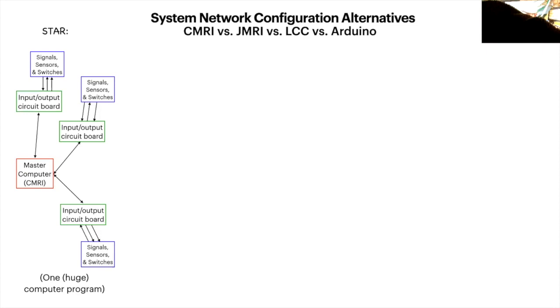But in order for this to work, the master computer, the CMRI, has to have one huge computer program that keeps track of every single sensor, switch, and signal on the layout and reads the entire layout every half second or tenth of a second or however quickly you can do it. So this means that the computer is constantly reading the layout, and the layout's ability to respond depends on how quickly all of that input and output can take place.